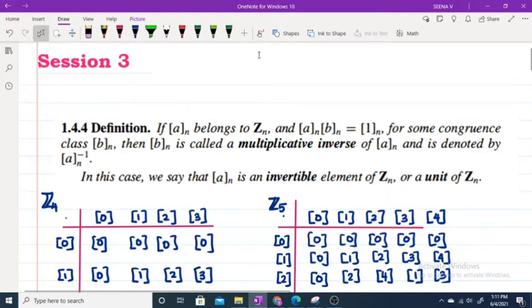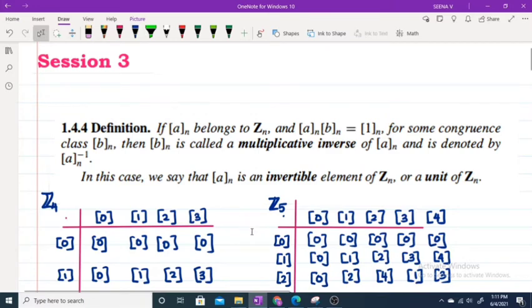Good morning, dear students. Just recall what we have discussed in our last class. We have discussed Zn and some properties like addition and multiplication in Zn, and we have proved that the operations are well defined. We have also discussed additive inverse and multiplicative inverse, and zero divisors.